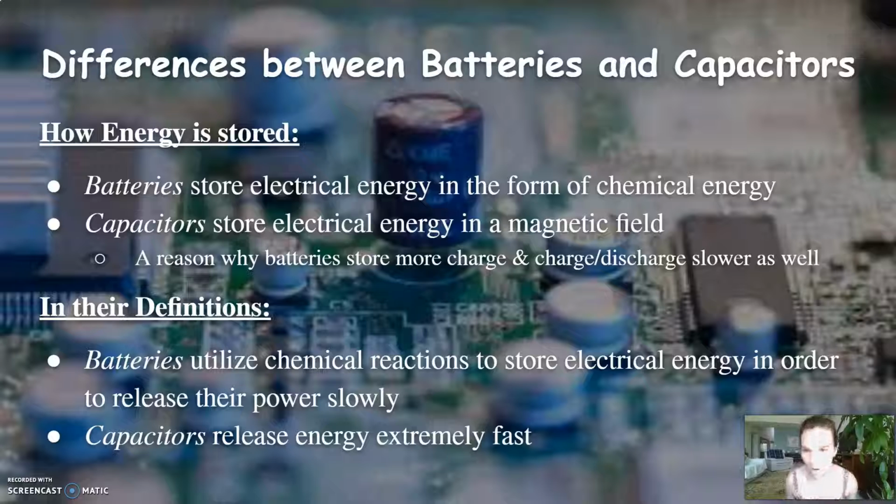This can also be a reason why batteries store more charge and discharge slower, because of the chemical reactions involved inside of the battery. Batteries utilize chemical reactions to store electrical energy in order to release their power slower. Capacitors release their energy extremely quickly because the energy is already there between both parallel plates.